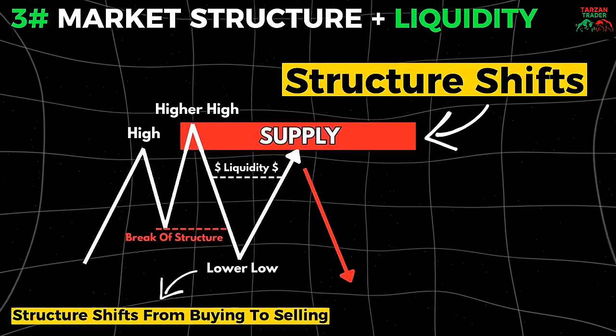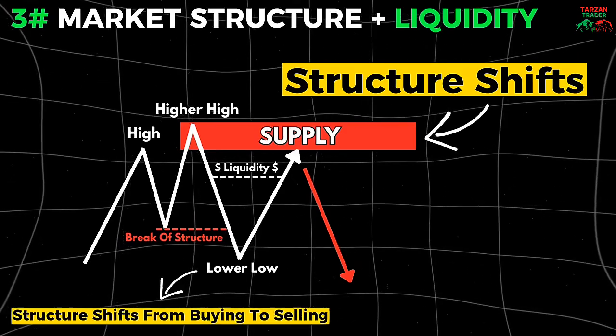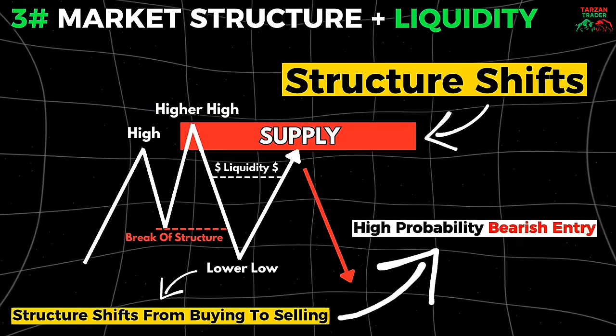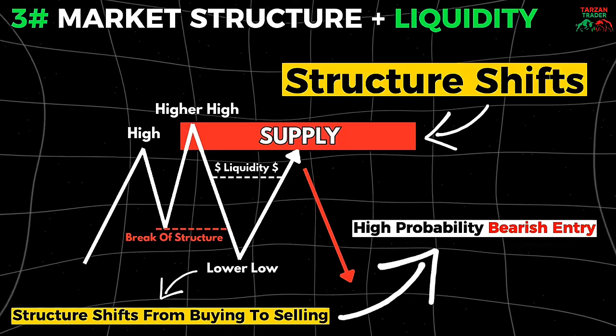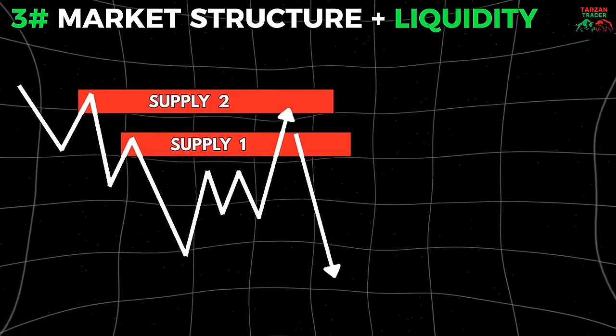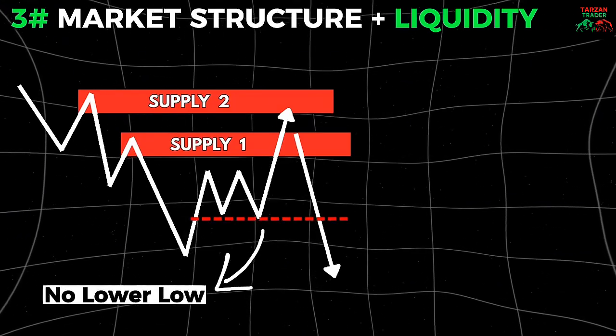That lower low is key. It represents a clear change in control from buying to selling. Once it's established, any pullback that follows offers a high probability entry point to join the new trend direction. Now, let's apply this concept to our earlier example with equal highs. In that scenario, we never saw a clean break of structure or a definitive shift in control.